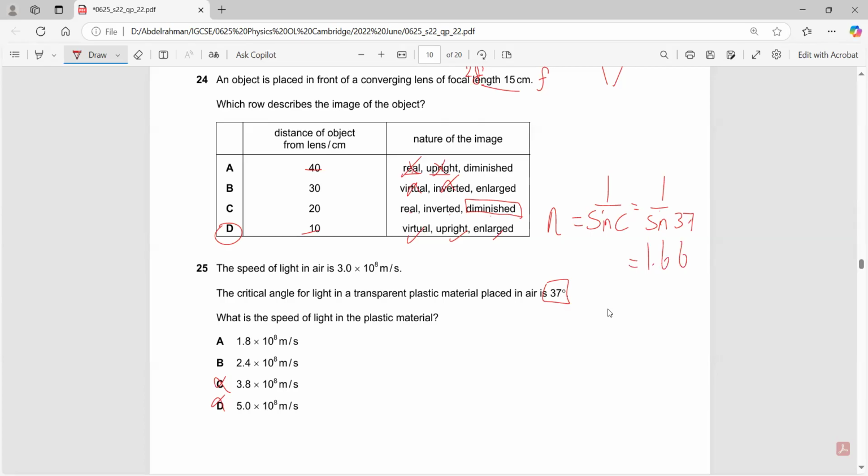Can I find the speed using this refractive index? Yes, speed inside the medium would be equal to the speed in the air over the refractive index, which is 3 times 10 to the power of 8 over 1.66. 3 times 10 to the power of 8 divided by 1.66 would give you a final answer of 1.8 times 10 to the power of 8 meters per second.